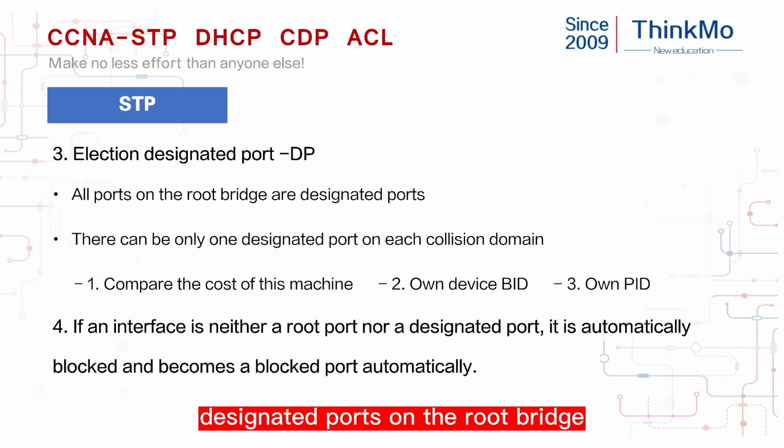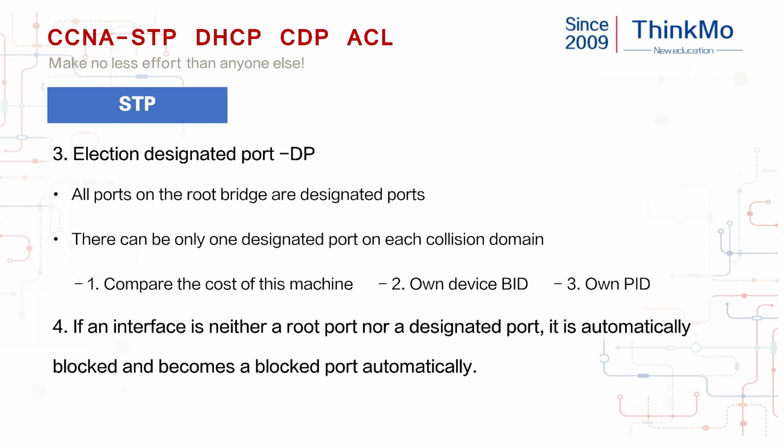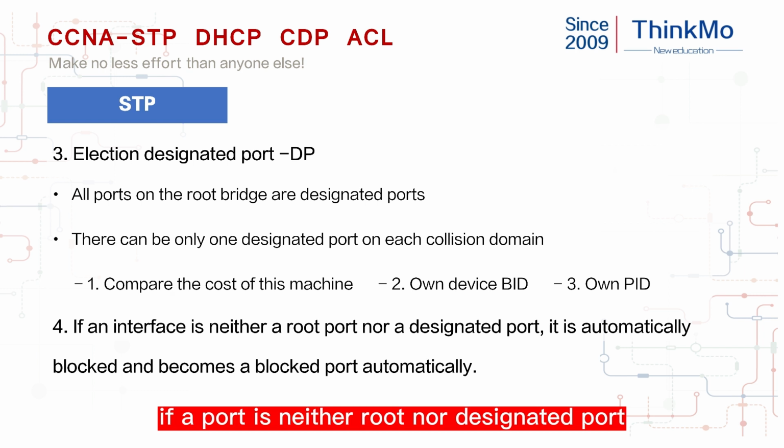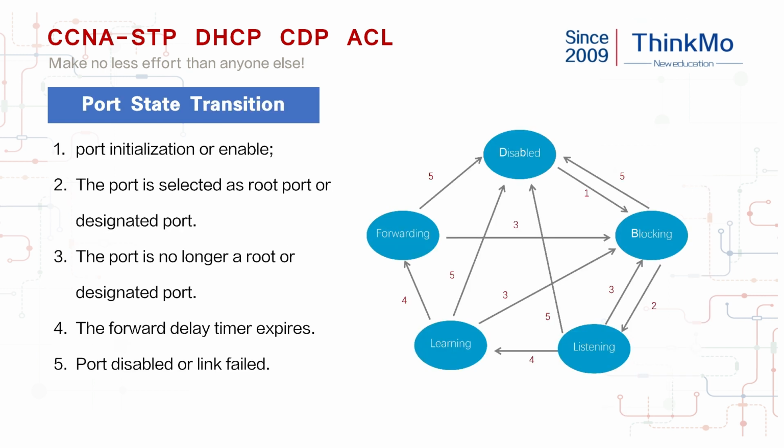Designated ports are on the root bridge, and there is only one designated port under each collision domain. After we have selected all the above roles, if a port is neither a root port nor a designated port, it will automatically be blocked. Okay, let's move on. There is also the port state.